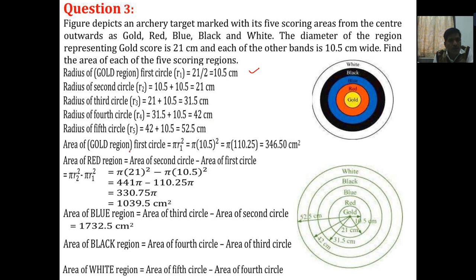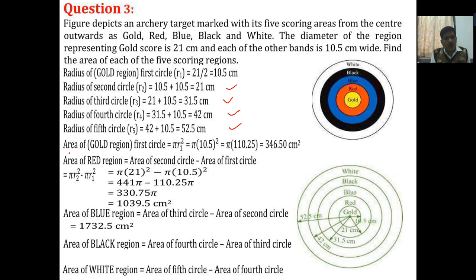Now first, area of gold region, first circle, pi r square, here r1 is there, so put 10.5. So pi into 10.5, if you calculate it, 22 by 7 into 21 by 2, I have to put 2 times. 10.5 means 21 by 2. So 7 3s are 21, 11. So 33 into 21 divided by 2. That is 346.5 something you will get. Same way you can do second circle, third circle, fourth circle and fifth circle.